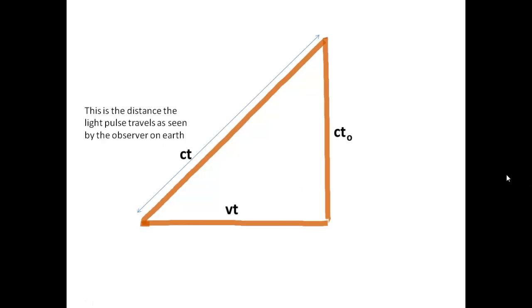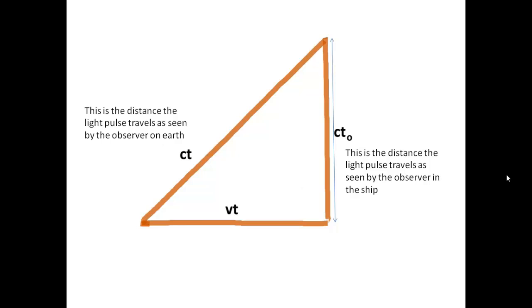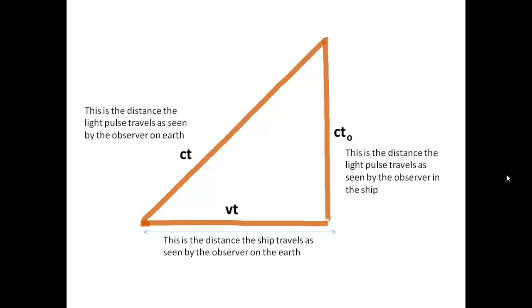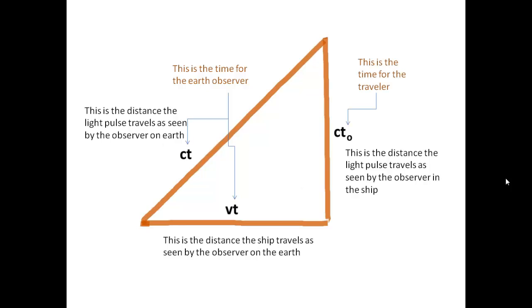And here's our triangle. So we'll notice along the hypotenuse we have the distance that the light pulse travels as seen by the observer on Earth. Our far leg is the distance that the light pulse travels as seen by the observer in this ship. And right along the bottom is the distance that the ship travels as seen by the observer on the Earth. Now you'll note that we're using the symbol t to represent the time as the Earth observer experiences it, and we're using the symbol t naught to represent the time as the traveler experiences it.